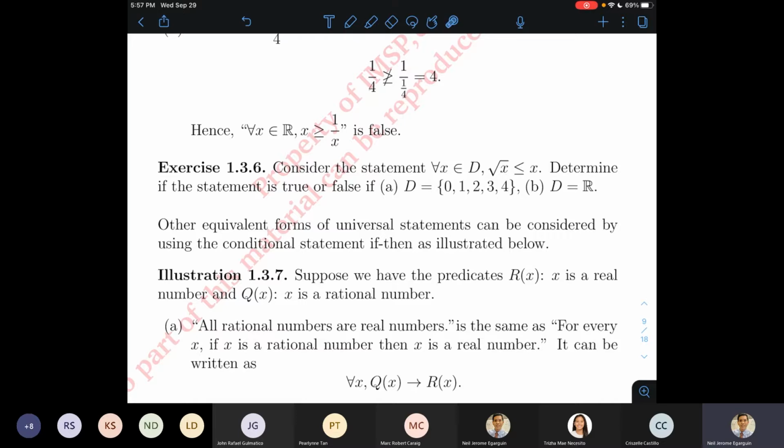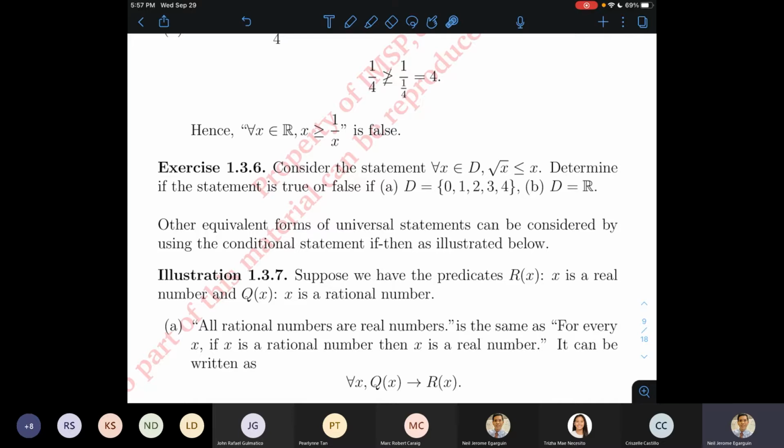Okay, thank you, Kit. Okay, true daw siya, sabi ni Kit. Yes, because if you plug in 0, 1, 2, 3, and 4, isa-isa sila dito sa statement na to, then we get a true statement. Okay? Oh, it's okay, Kit Neil. Yeah. So, sumagot ka naman via chat. Okay, that's good.